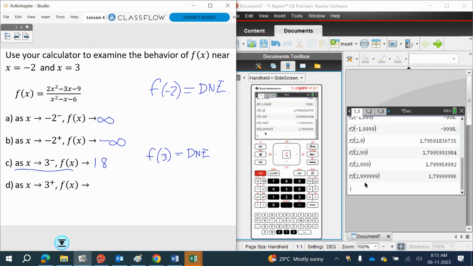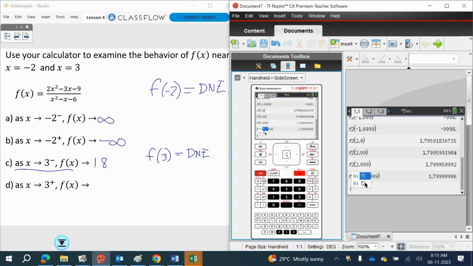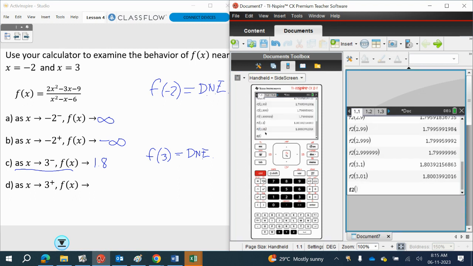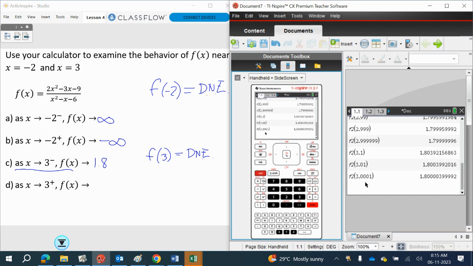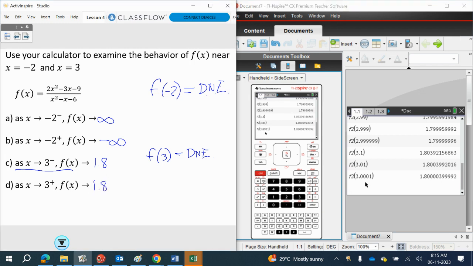Let's see what happens as we approach it from the right-hand side. So from the right-hand side, we want 3.1. Let's do a few more. 3.01. And then a couple of extra zeros this time, 3.0001. What value is this approaching? 1.8. So the limit value at 3 is going to be 1.8.